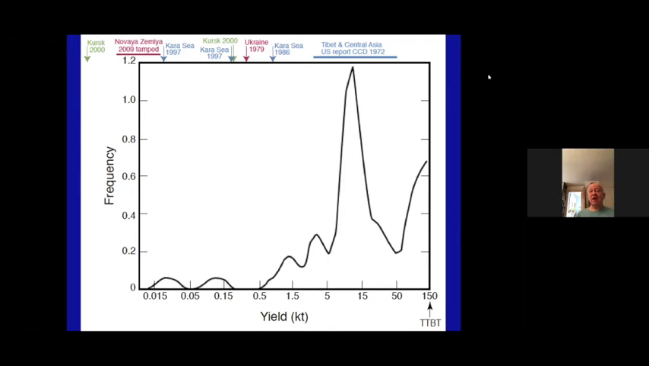At that time, the threshold test ban treaty of 150 KT was in effect. And so that's why there is a peak there. And we can see that once we get below about 1 kiloton, there were very few US or Soviet explosions of that size.